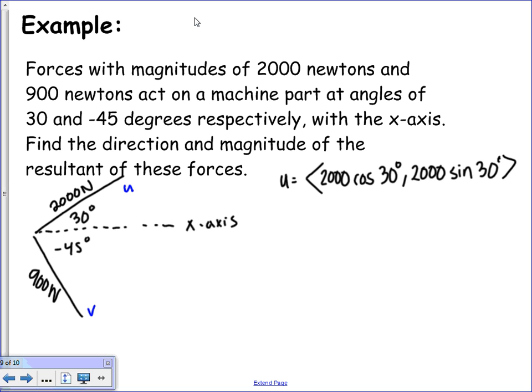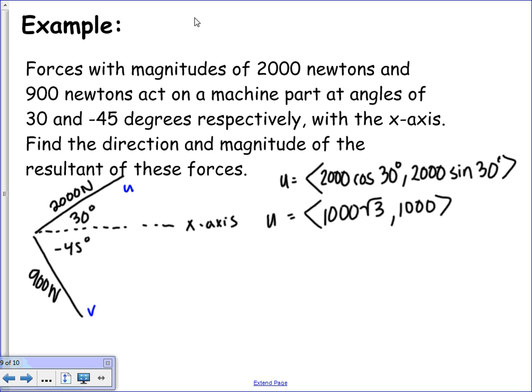And I know the cosine of 30, you could get decimals here if you wanted to, but just to work a little quicker, the cosine of 30 is square root of 3 over 2, so that would be 1,000 times the square root of 3. And then this one will be 2,000 times 1/2, which is 1,000. Okay, so that works out pretty nicely for me. If you wrote it as a decimal, that would be fine with me.